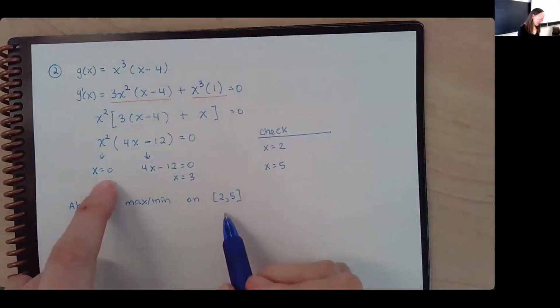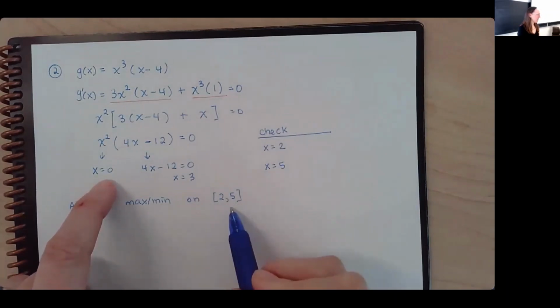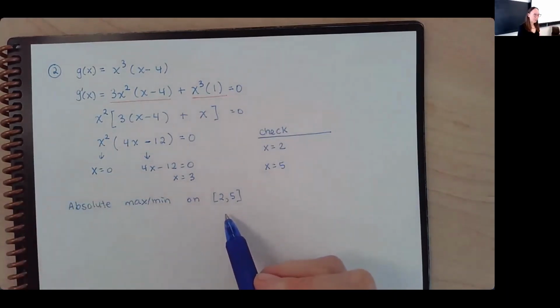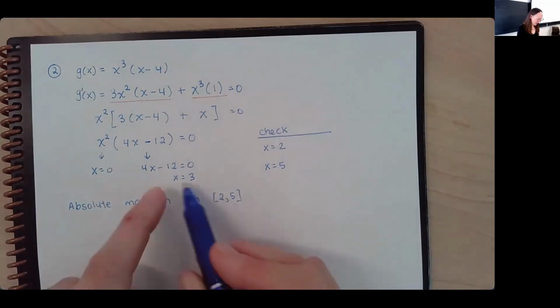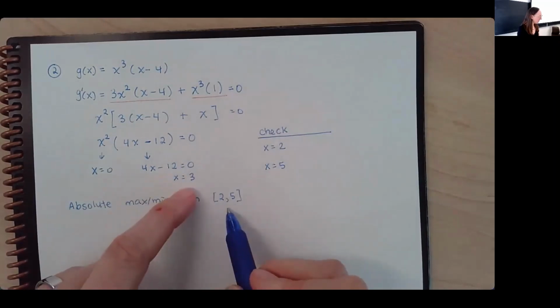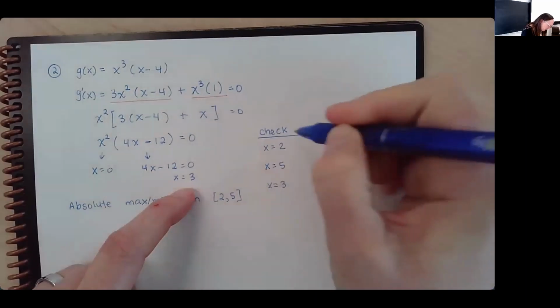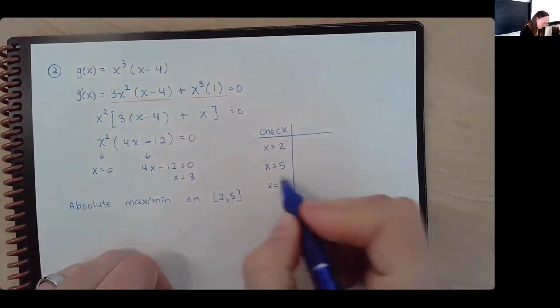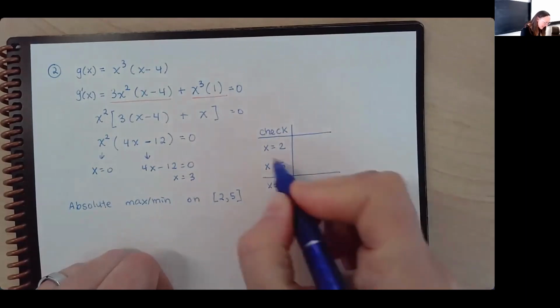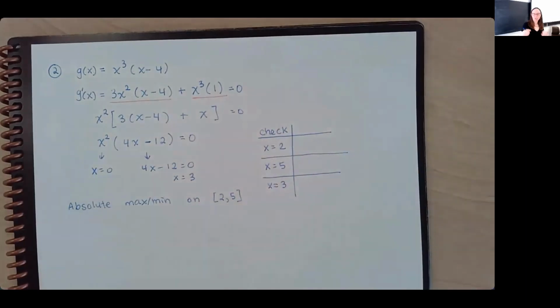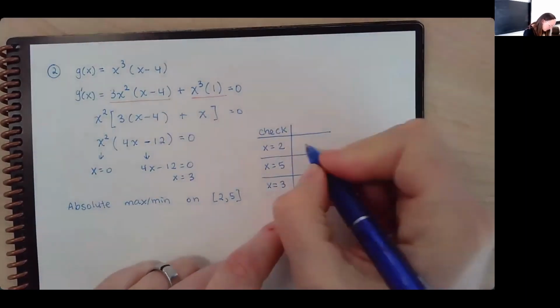And in this case, 0 is not inside of the interval, so I'm not even going to worry about it. I'm throwing it out. I'm only going to worry about x equals 3. So I'm going to check at x equals 3. And checking means plugging it into the original function to see the y values.